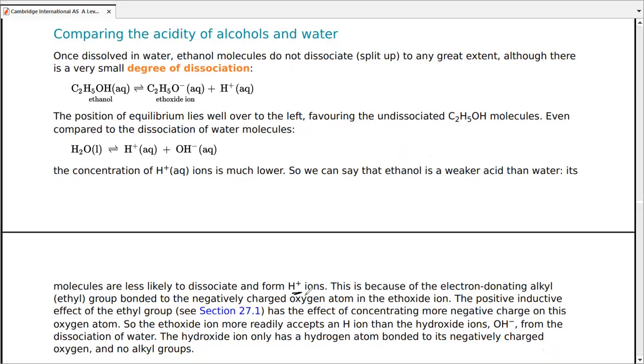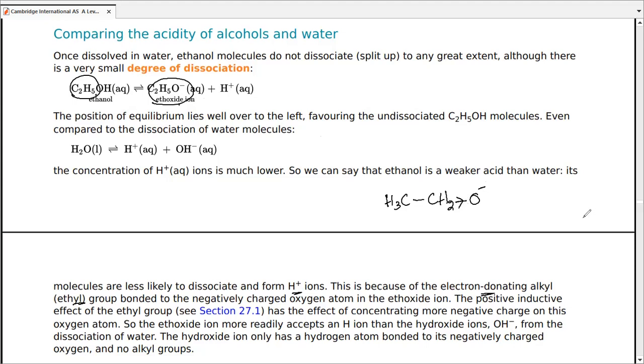That's the first thing. Second thing, because of the electron donating alkyl, and in this case we have the ethyl group bonded to the negatively charged oxygen atom, which is this. In this case, we're talking about the ethoxide ion. The positive inductive effect of the ethyl group has the effect of concentrating the more negative charge. If I write it like this, H3C, CH2 and O negative, you'll understand that this has an electron donating effect, right? We call it a positive inductive effect.